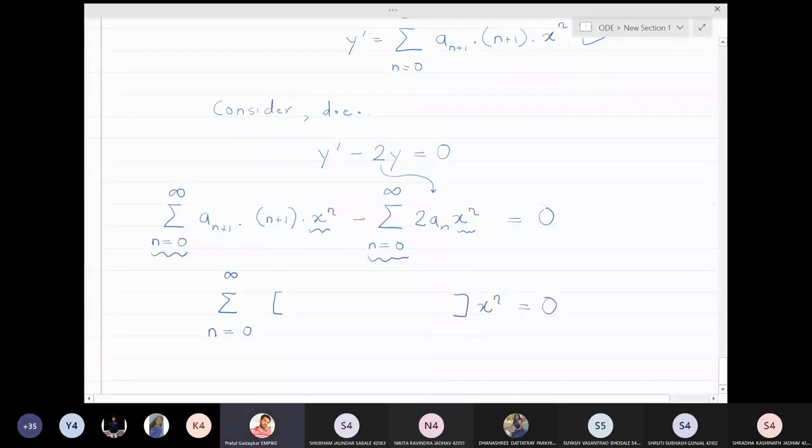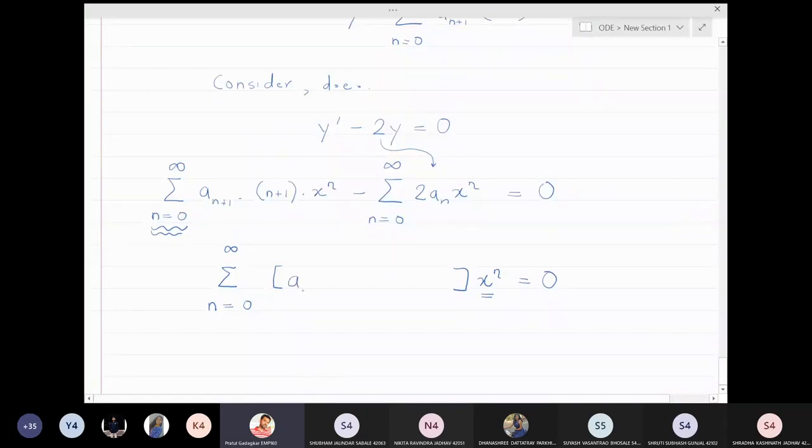Now here we are very lucky that the summation limits are also the same. In the coming problems, it will happen that the summation limits will become different, but our target will be that we have to always write the summation in the form which involves x raised to n, so that we can take x raised to n common. So here what will I get inside the square bracket? I will get a_{n+1} into (n+1) minus 2a_n.